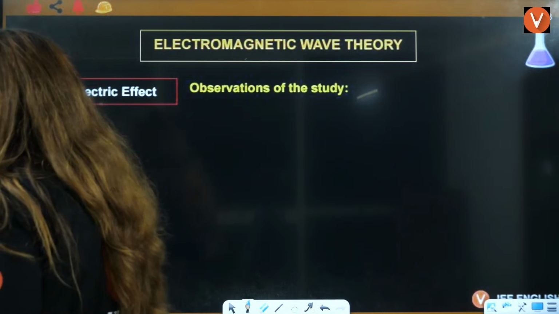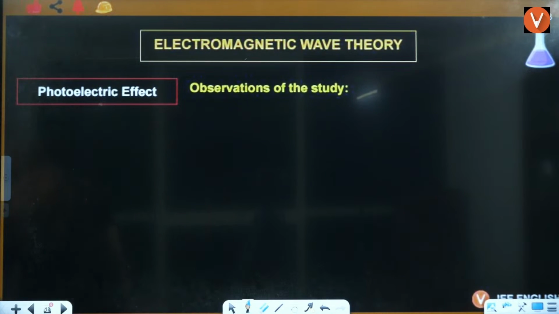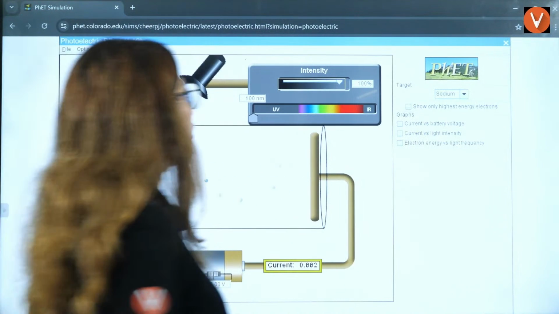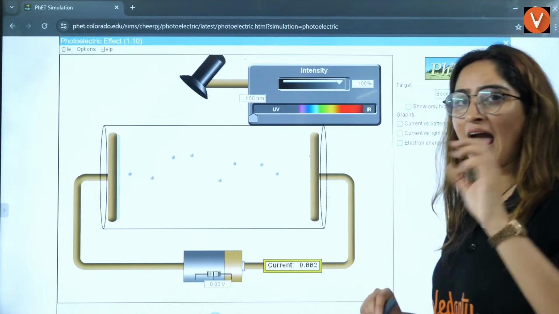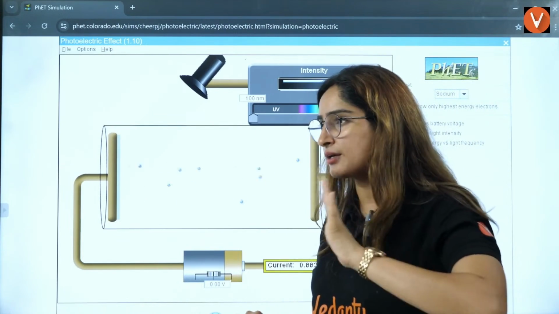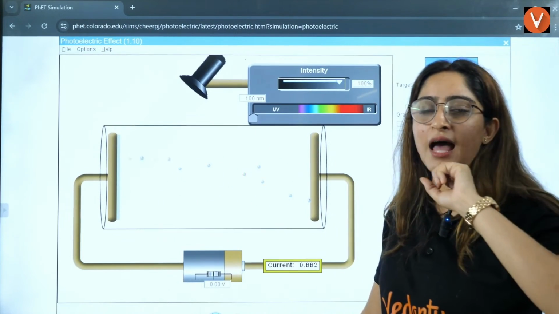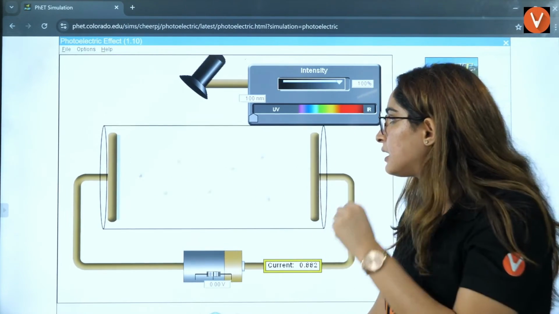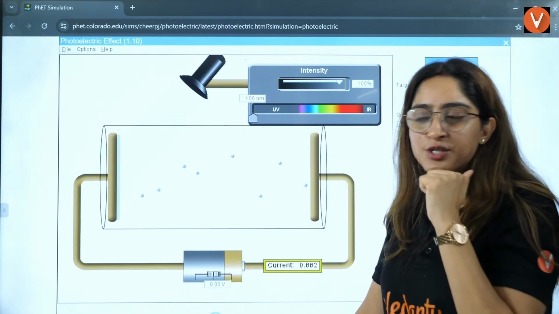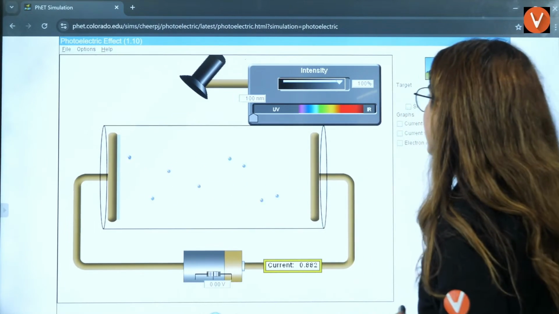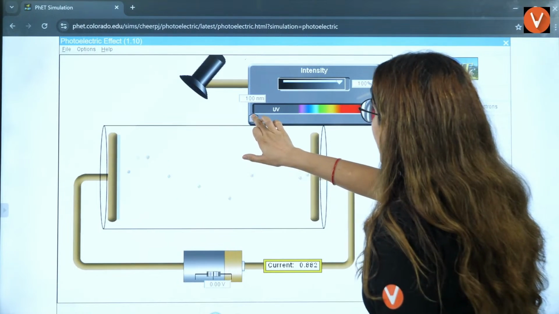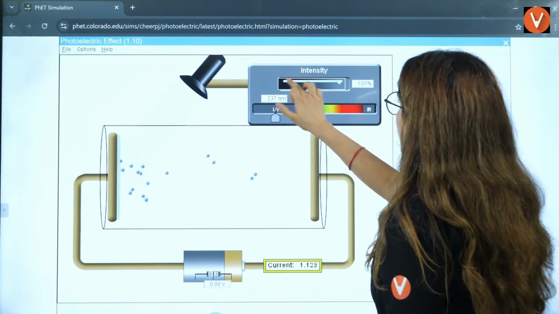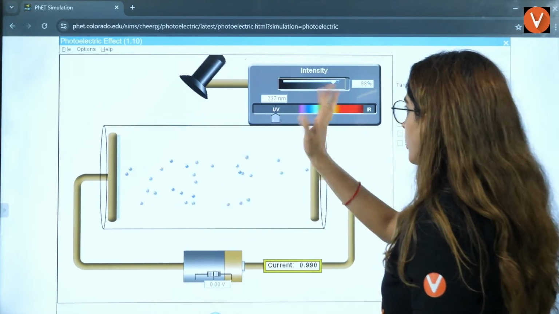Now, for the observations, rather than telling you theoretical things, I'll focus on this. First observation: as frequency increases, kinetic energy increases. Second observation: as the number of incident photons increases, the electron ejection is more. Third, this is the fluctuation of frequency, the fluctuation of the incident light.